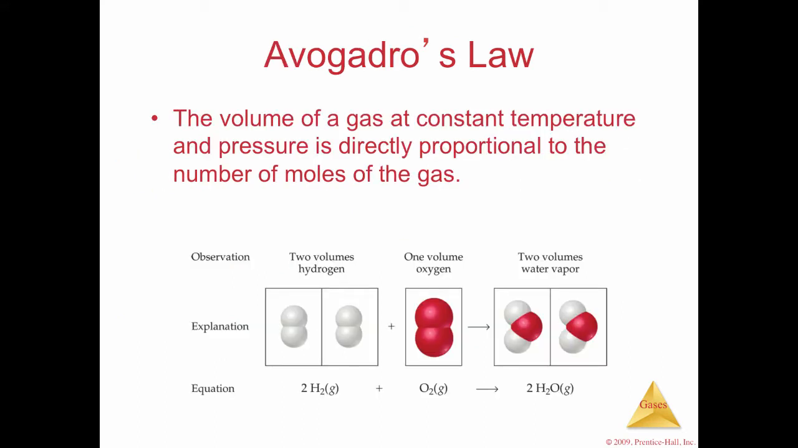Okay, Avogadro's law: the volume of a gas at constant temperature and pressure is directly proportional to the number of moles of the gas. Another way of saying Avogadro's law is that 1 mole of any gas will occupy 22.4 liters at standard temperature and pressure.